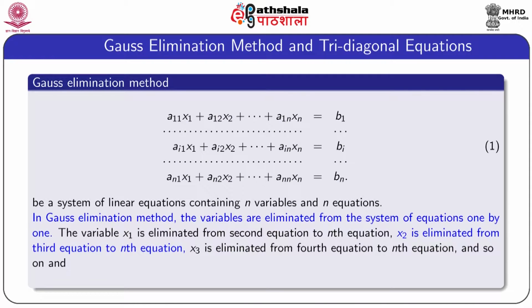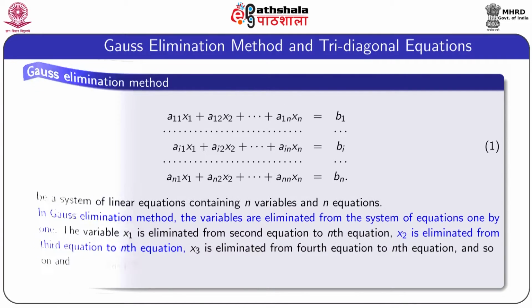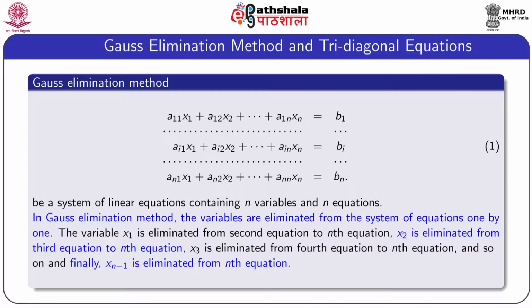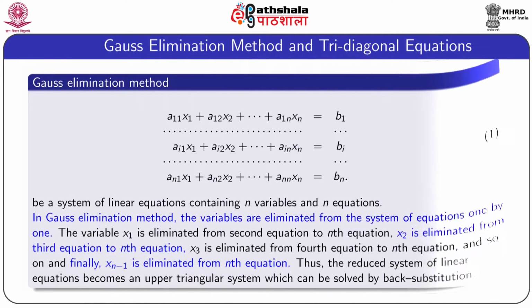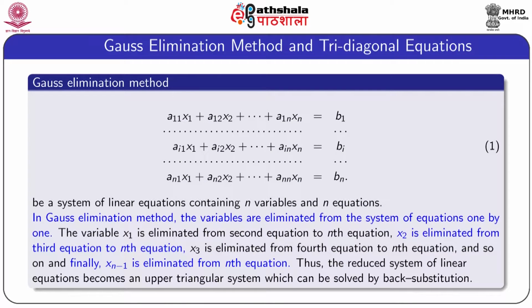Then we eliminate x3, the third variable, from the fourth equation to the nth equation, and so on. And finally, the variable x_{n-1} is eliminated from the nth equation. Thus, the reduced system of linear equations becomes an upper triangular system which can be solved by the back substitution method.